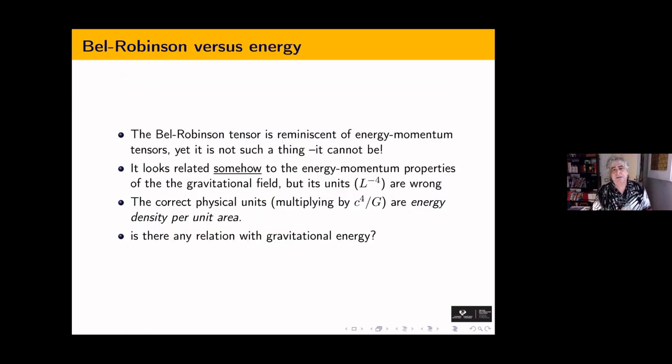So the Bell-Robinson tensor somehow reminds us of an energy momentum tensor, but it is not an energy momentum tensor, and it cannot be because there is nothing like local energy in the gravitational field. It looks somehow related to the energy momentum properties, but also its physical units are wrong, because geometrically these are linked to the length to the power -4. The correct physical units for the Bell-Robinson tensor, you have to multiply by that, are energy density per unit area. Now, in any case, is there any relation with gravitational energy?